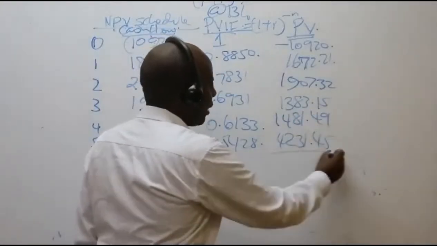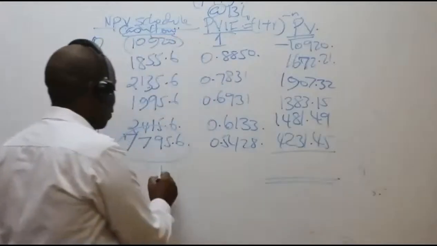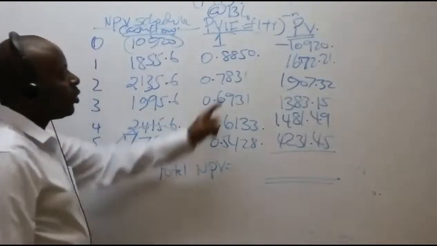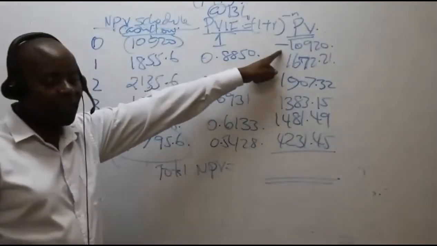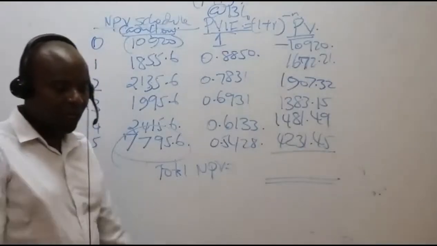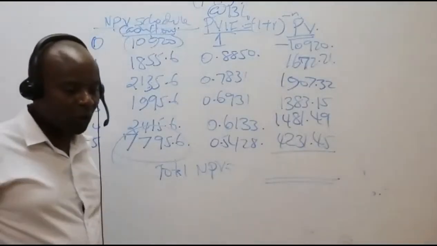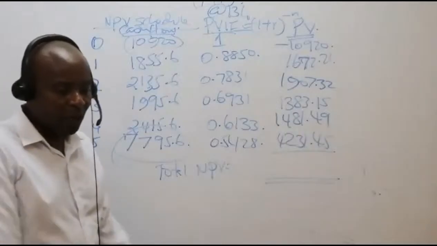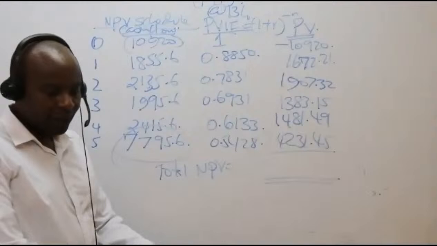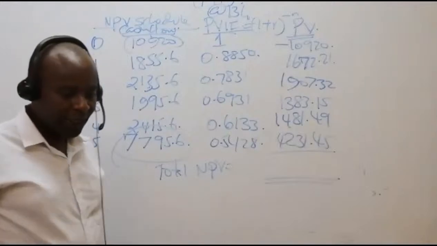So could you kindly come and add for me? Give me the total net present value. It's net present value because as you're adding, of course, you are netting off the initial outlay. So the total net present value at the end of the day will give me what figure? Somebody here.